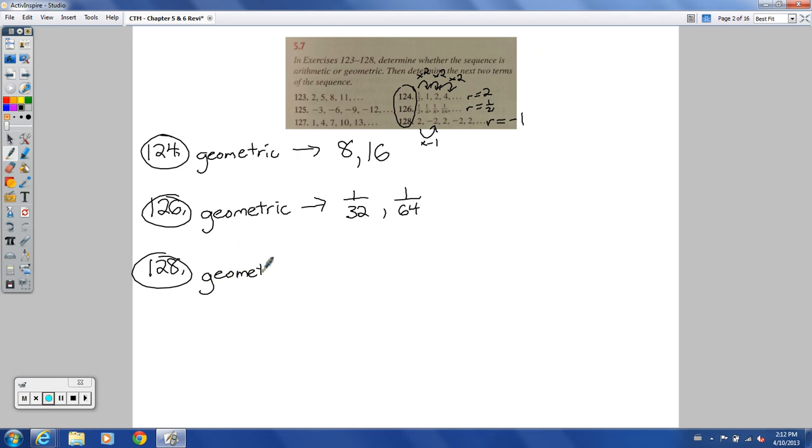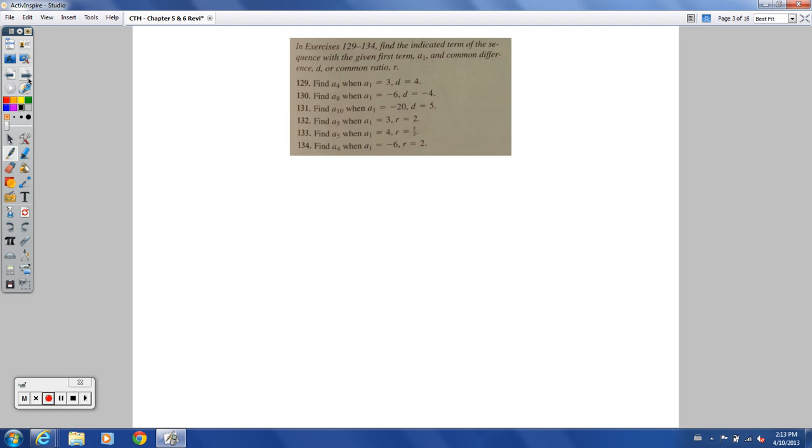It's not a common difference because you're not adding the same thing every time. This is geometric, and so the next 2 terms would just be -2 and +2. It would keep flip-flopping back and forth like that. So let's move on. These are all arithmetic. You can try those if you'd like to on your own time and check and see if you got the right answer in the back of your book.